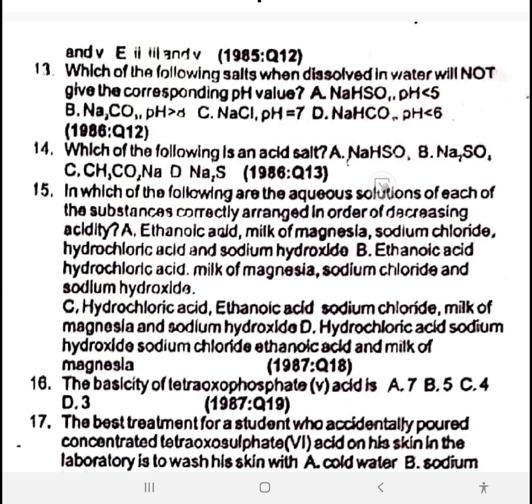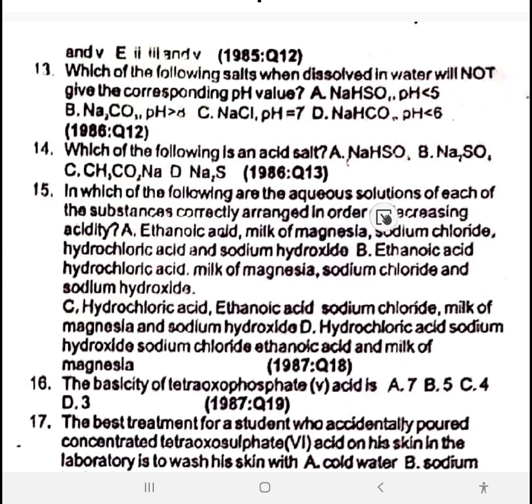Number 5, complex salt. Complex salt contains a complex ion. Examples of complex salt: K3Fe(CN)6. Next, Cu(NH3)4 Cl2. These are complex salts. So number 14, which of the following is an acid salt? Option A is definitely an acid salt.